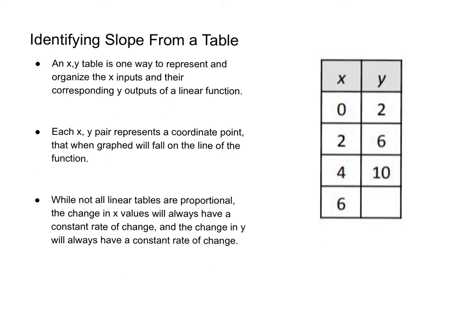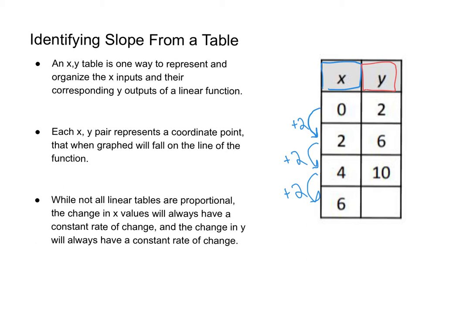For this table, let me start doing some color coordinating. I will say that my change in X is going to be blue. My change in Y will be red. So for my X values, from 0 to 2, I grow by 2. From 2 to 4, my X values are increasing by 2. From 4 to 6, my X values are increasing by 2. So my change in X is 2.